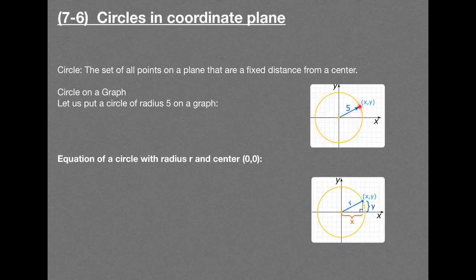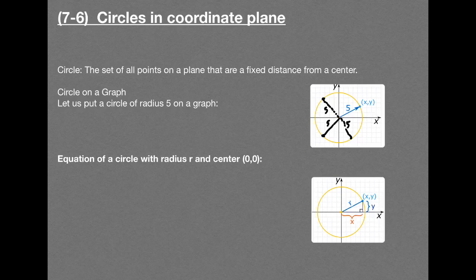So if you pick any point on the circle, any point, its distance from the center is 5 units. Okay, any point is 5 units away from the center. Okay, so that's the definition of a circle.